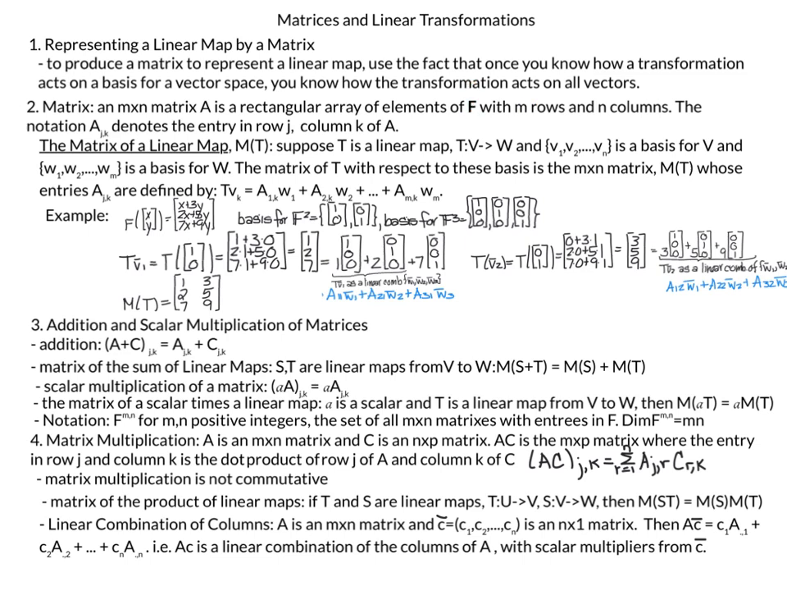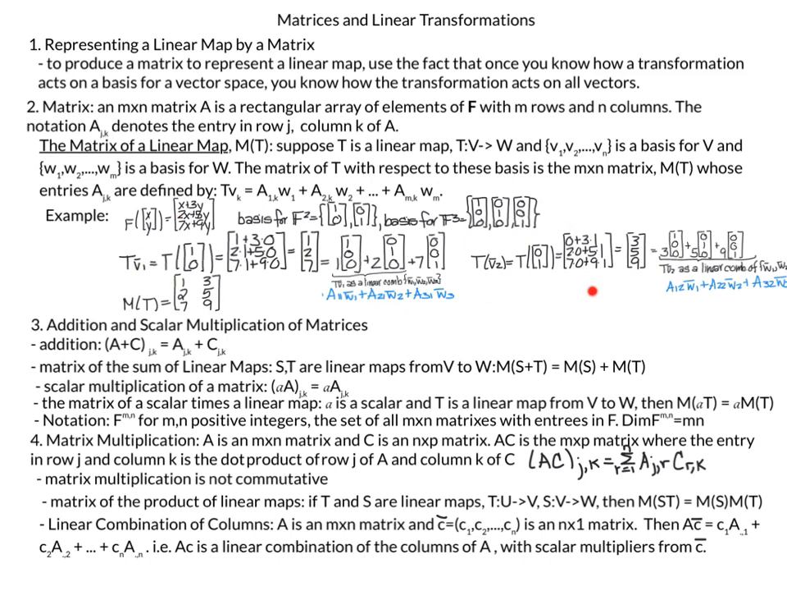The notation A sub jk denotes the entry in row J and column K of the matrix A. The matrix of a linear map T will be denoted M of T. So suppose T is a linear map from V to W, and V1, V2 up to Vn is a basis for V, and W1, W2 up to Wm is a basis for W. The matrix of T with respect to these bases is the M by N matrix, M of T, whose entries A sub jk are defined by T V k equals A sub 1k W1 plus A sub 2k W2 plus up to A sub mk Wm.